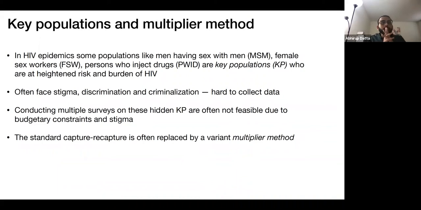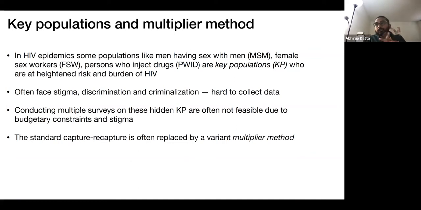Okay, so now we come to our setting, which is the multiplier method and key populations. In HIV epidemics, some populations like men who have sex with men, or MSM, female sex workers, abbreviated as FSW, and persons who inject drugs, or PWID, are key populations, as they are at heightened risk and burden of HIV. These populations also often face a lot of stigma, discrimination, and criminalization due to their sexual orientations and sex work as profession. So it's very hard to collect data on these populations.